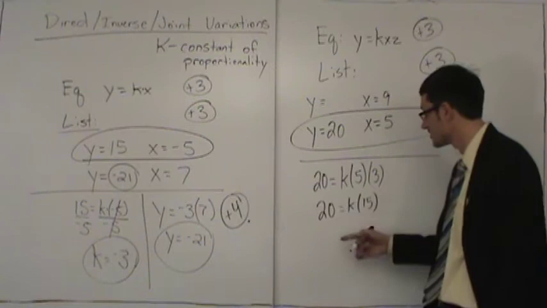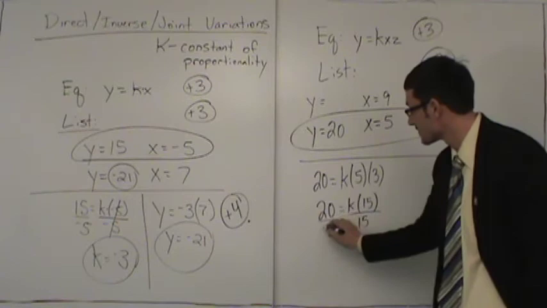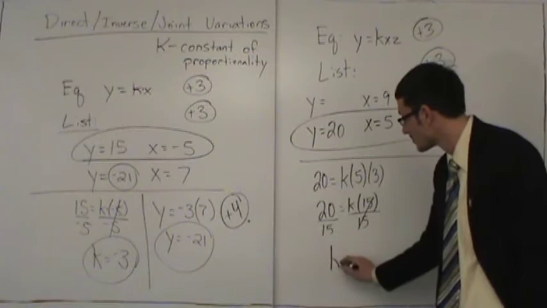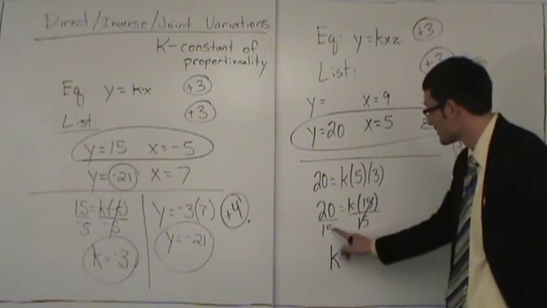Notice, since 15 is being multiplied, we are going to do the opposite. We're going to divide by 15, divide by 15, and let's reduce. What divides 20 and 15? So k equals 20 over 15, and 20 and 15 are divisible by 5. 20 divided by 5 is 4. 15 divided by 5 is 3.